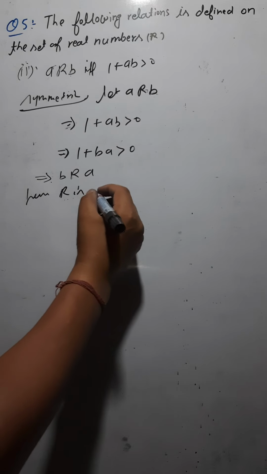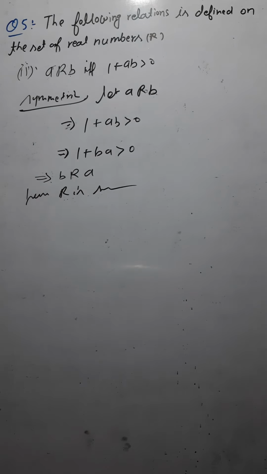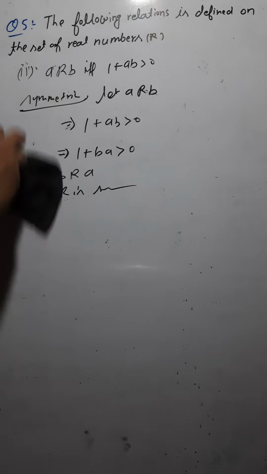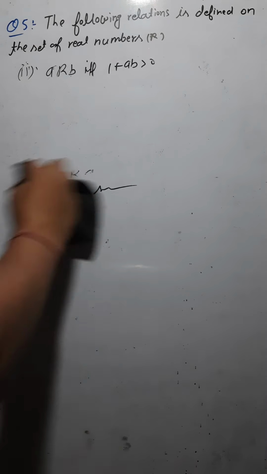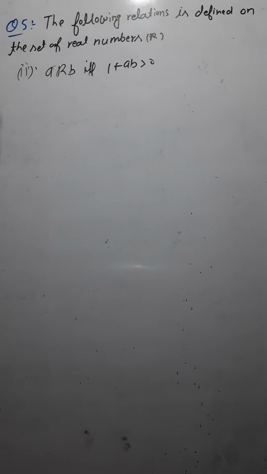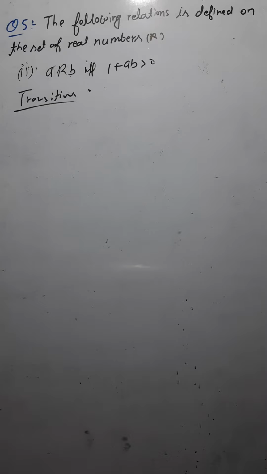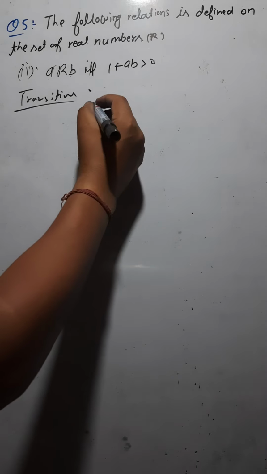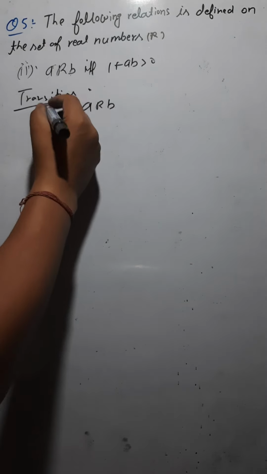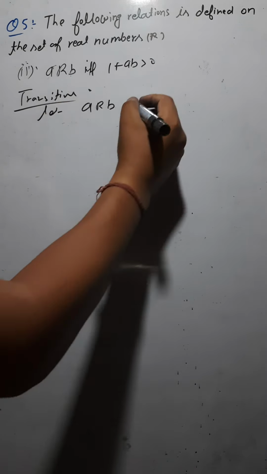Hence R is symmetric. Now let's move ahead towards transitive. Now we would check whether the given relation is transitive or not. For that we would take 3 elements. Let's say a is related to b and b is related to c.